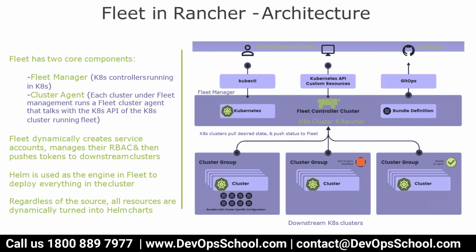Fleet dynamically creates service accounts, manages their RBACs, and then processes tokens to downstream clusters. Helm is used as the engine in Fleet to deploy everything in the cluster. Regardless of the sources, all resources are dynamically turned into Helm charts. If you see here, downstream clusters: you have cluster group 1, cluster group 2, cluster group 3, and in each of these you can deploy the Fleet agent. At the host machine, you'll have the Fleet controller manager, which you can see at my cursor, and then an agent at every downstream cluster.